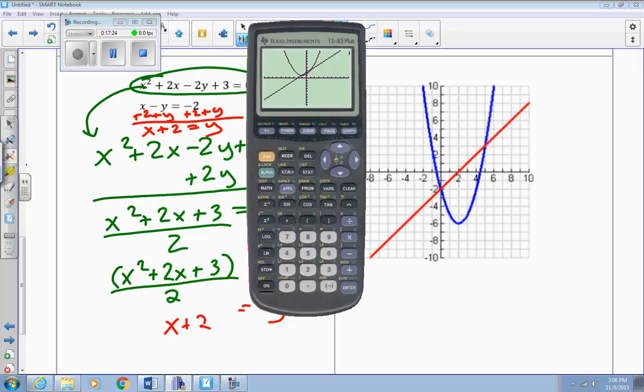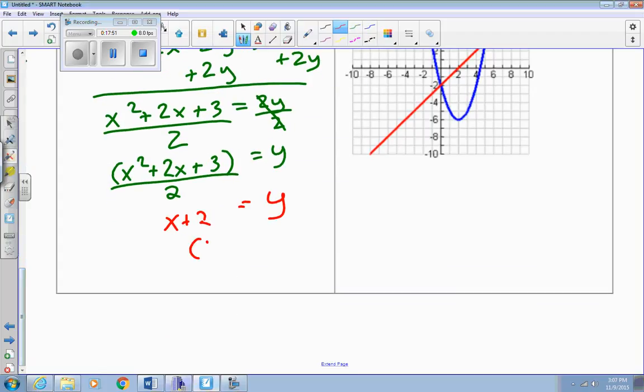If I do that same process over, so intersect, first curve enter, second curve enter. Now with guess, I'm going to go where I think there's another intersection. So I'm going to go to the totally opposite side of the intersections and hit enter. So I had 1, 3 and negative 1, 1. There are my 2 solutions. There are both my solutions.